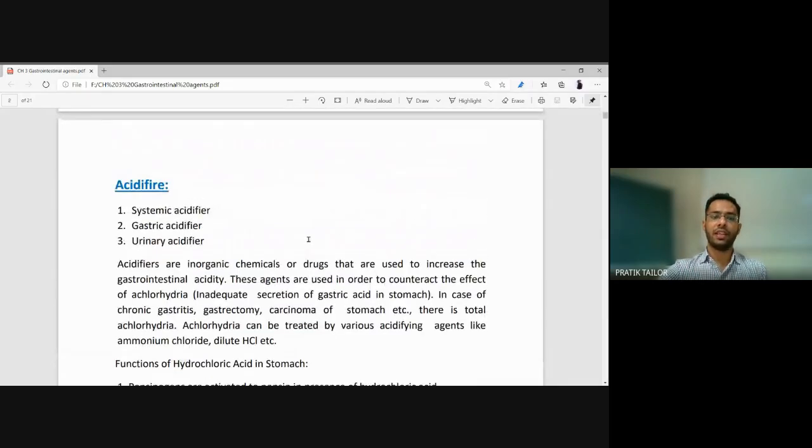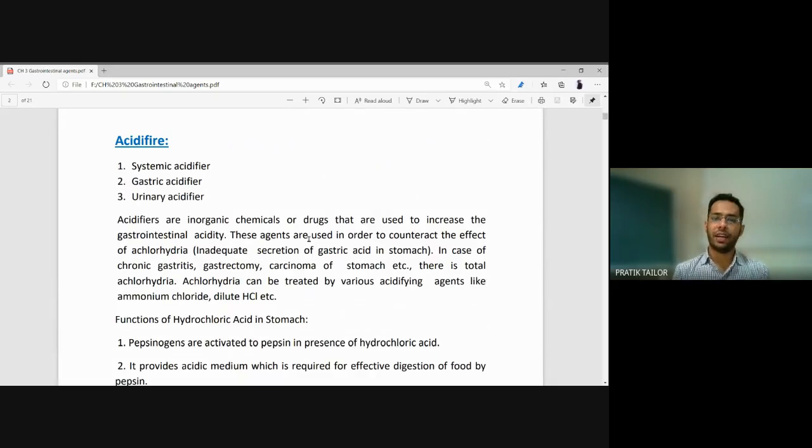So if we first see acidifiers, majorly these are classified into 3 categories: systemic, gastric, and urinary. Systemic acidifiers will be used for restoring the overall system pH, your blood and circulatory system. So systemic pH will be on the alkaline side, and if I am using a systemic acidifier, the pH will be normalized.